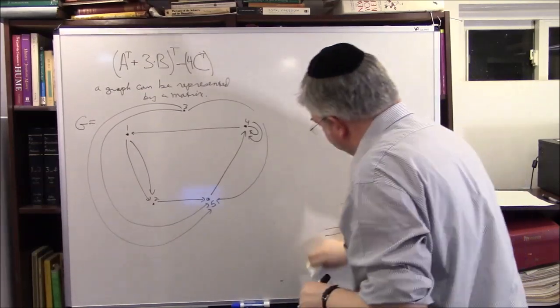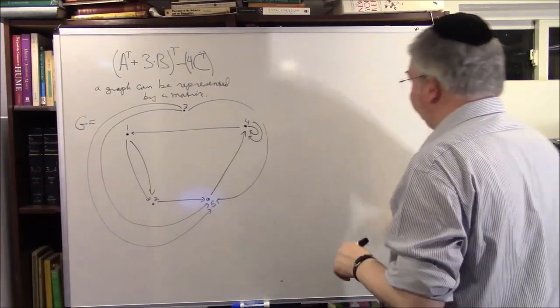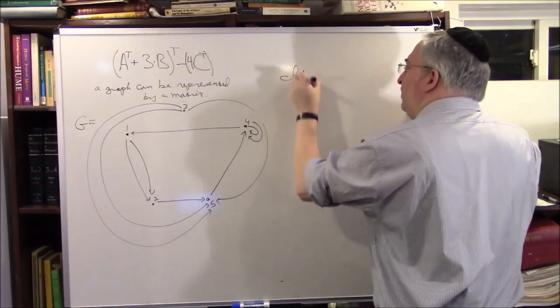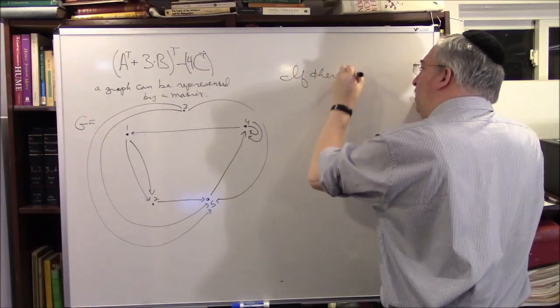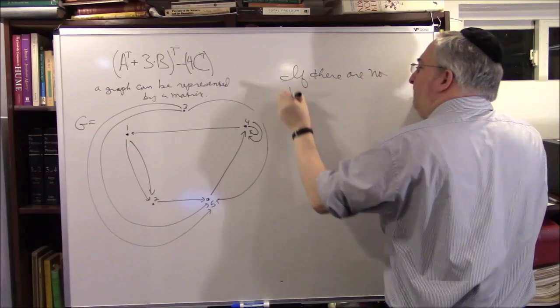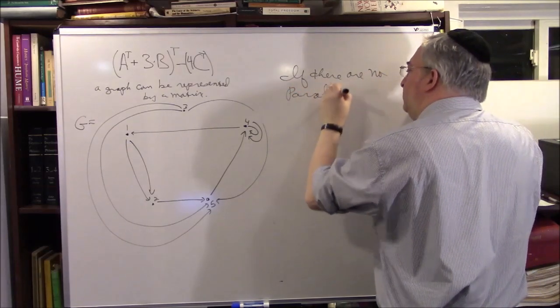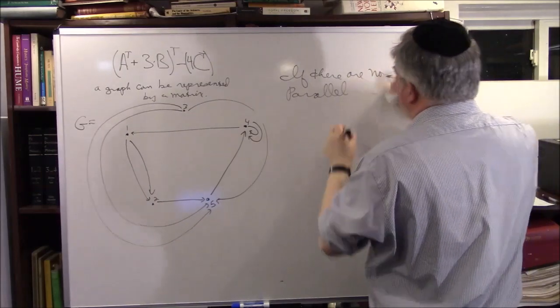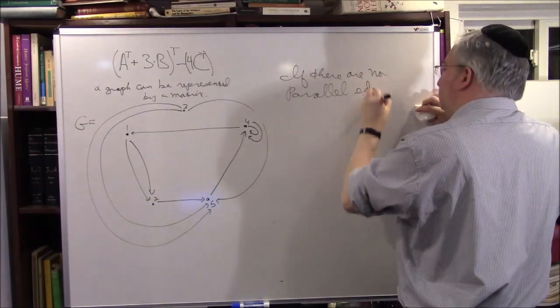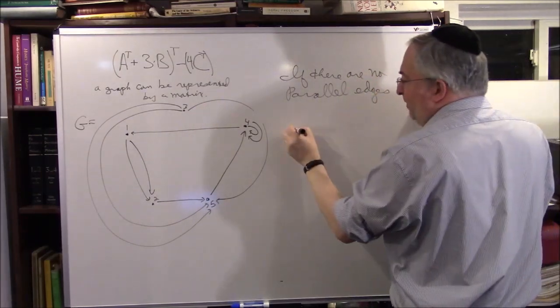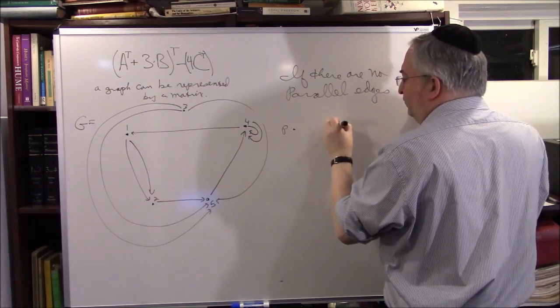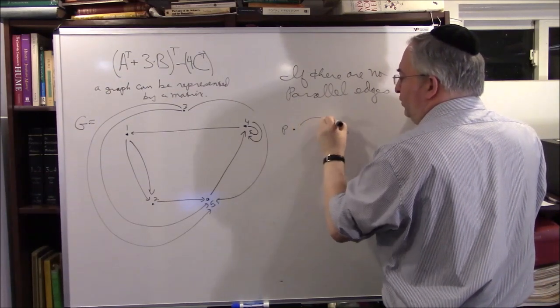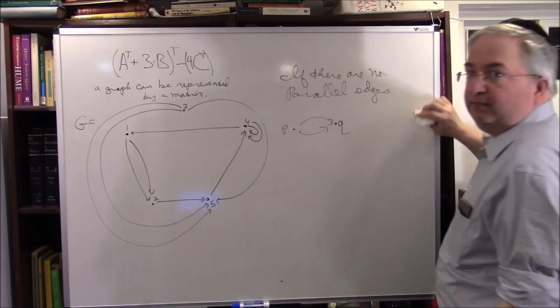If there are no parallel edges... What did we say parallel edges is? It means you have 2 points and you have more than one edge in between them.